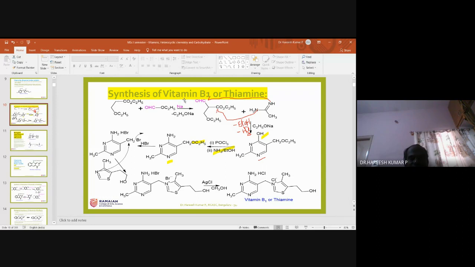In the presence of base, here the base is sodium, it can abstract a proton, forming an anion here. This anion attacks this carbon, and OEt will go out as sodium ethoxide. What it means is that there will be a new bond formation between this carbon and this carbon. That's what I have written here. So now we obtain this intermediate.